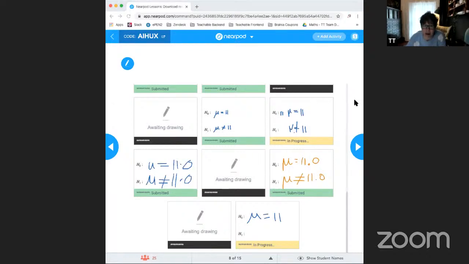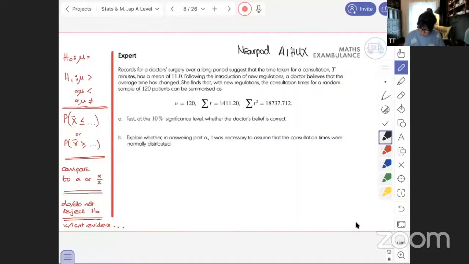So let's have a look at the actual question and see if we can see the evidence for you being right. The doctor's surgery has a normal mean of 11. I agree, the mean is 11. Test whether or not the doctor's belief is correct. What's the belief? The doctor believes that it's changed. Perfect. I agree with you. It's changed, not equal to 11. Now, the decision whether to go bigger than or less than, for the next bit, that's irrelevant.